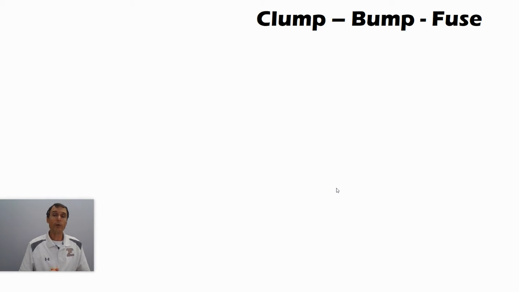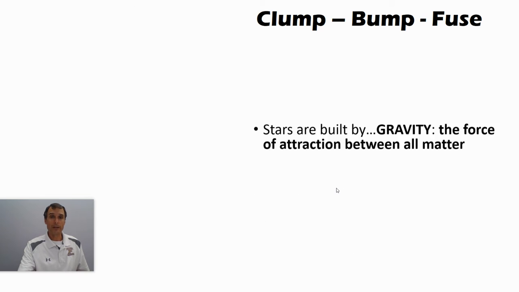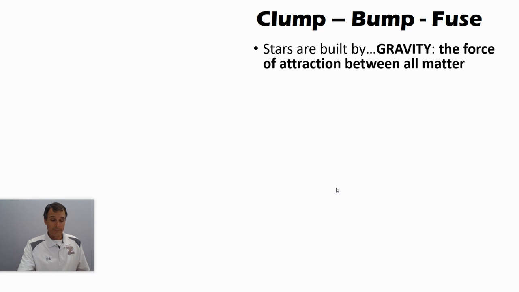It's this process of what I like to call clump, bump, and then fuse, okay? And those are the three things that happen within a star that produce all the energy that we see. So let's talk about that. So they're built with gravity. And if you're curious where to fill that out from, that's to the right on your note sheet where it says ingredients for star making.